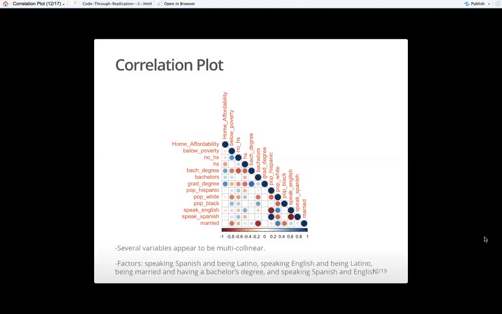This is the correlation plot, where several variables appear to be multi-collinear, and the factors would be speaking Spanish and being Latino, speaking English and being Latino, being married and having a bachelor's degree, and speaking Spanish and English.